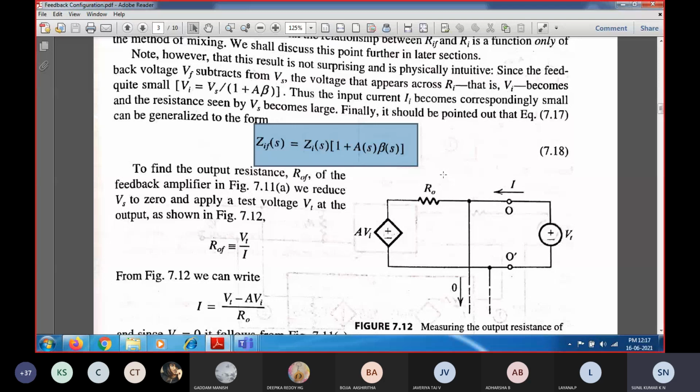Now in order to find out the output resistance, r naught and r naught f. So r naught f is nothing but the output resistance with feedback. How is it going to relate with the output resistance of the amplifier? For that we need to find out how to calculate the output resistance.